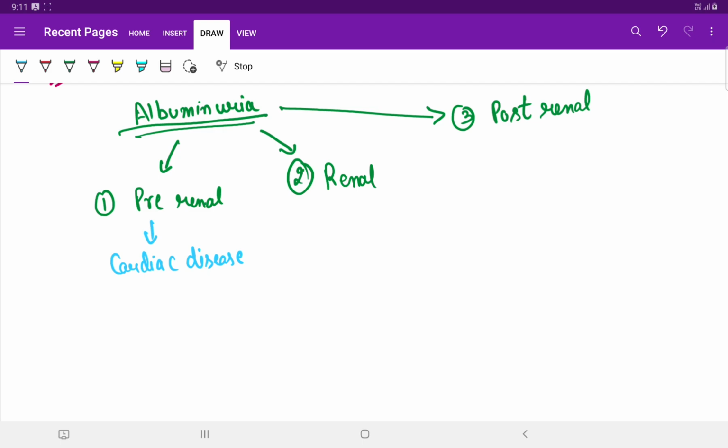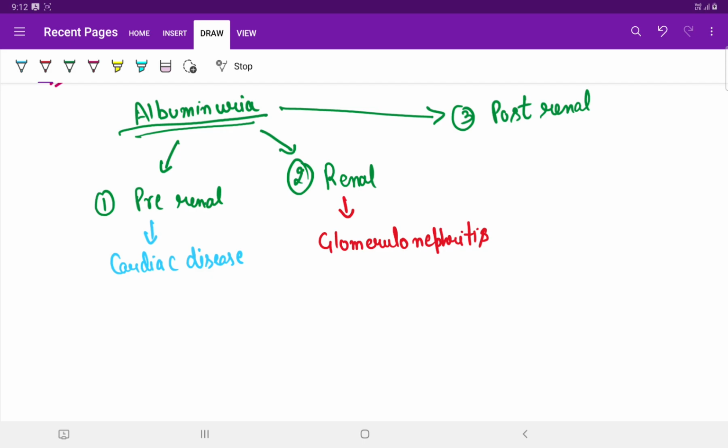Whereas renal albuminuria is a direct indication of glomerulonephritis. The albumin is constantly present in urine in acute glomerulonephritis. This albuminuria is characterized by massive albumin amounts, hypercholesterolemia, oliguria, and almost invariably edema also.